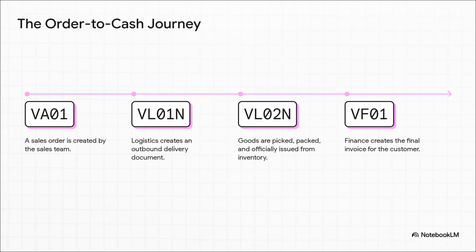It all kicks off with VA01, where someone creates a sales order. That sends a signal to the logistics team to create a delivery in VL01N. Then, using VL20N, they post the goods issue. That's the moment the product officially leaves your inventory. And finally, that event gives the green light for finance to create the invoice in VF01.